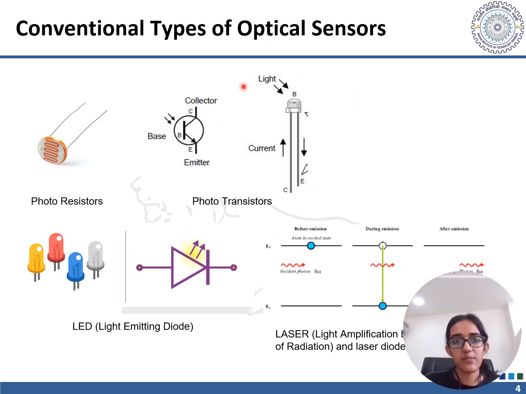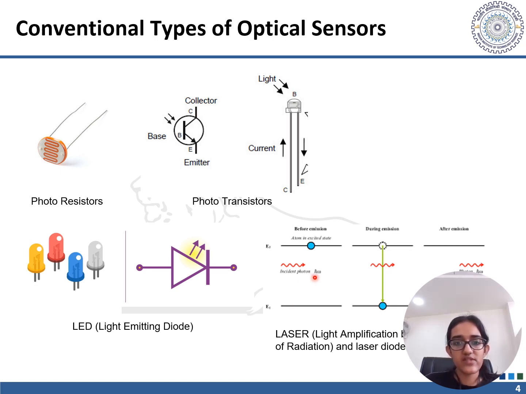And so essentially it's very photosensitive, and we can use it for detecting light and other such things. Then you have LED and laser. Now these are not really sensors, they are basically light sources. We are using them to generate light, and that in turn can be used in a sensor, which we will see later. So LED is your light emitting diode, and laser is light amplification by stimulated emission of radiation.